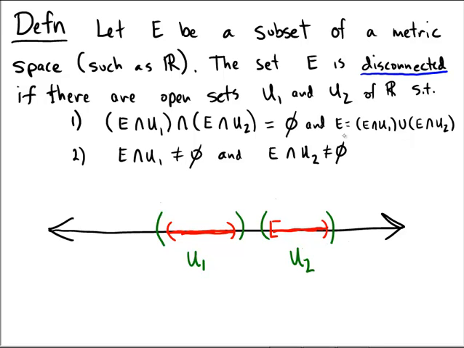So it satisfies the first part. And notice that E intersected with U1 and E intersected with U2 are both non-empty. I kind of made them as open intervals covering the entire piece. So this would demonstrate that the red set is disconnected. Okay, let's try a more challenging example on this definition. Let's take a punctured interval.